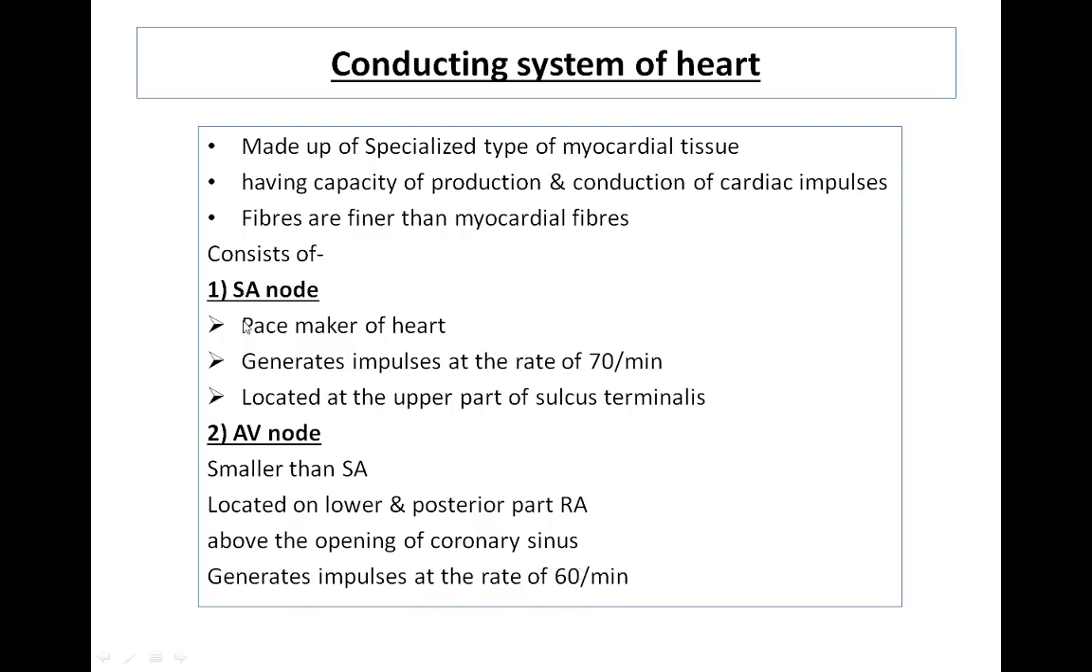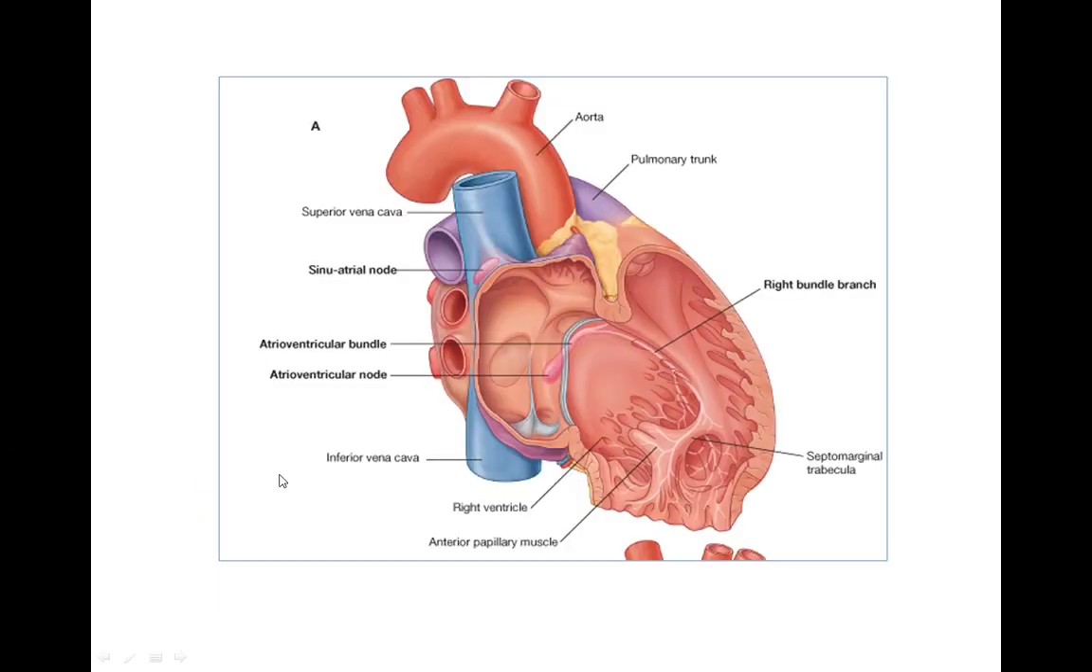See, between the SA and AV, there is no direct connection. Mind it, SA and AV, there is no direct connection. It produces the impulses here, then they are transmitted through the muscle fiber and reach the AV node, and then again the AV node generates impulses. From the AV node onwards, the conducting system has a direct connection.